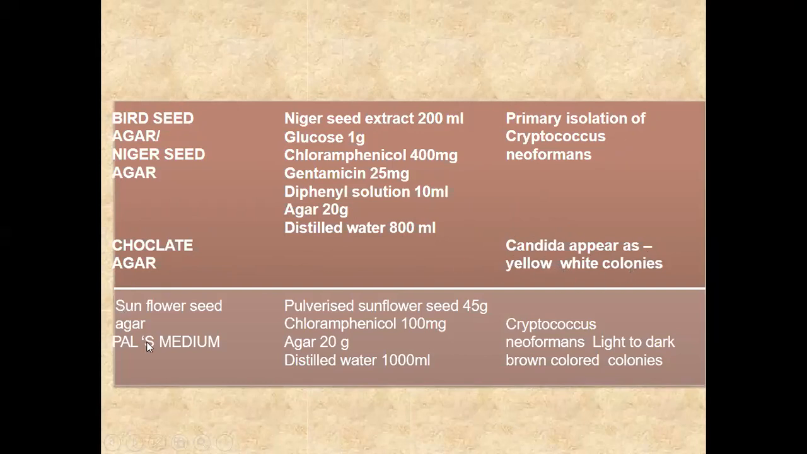Another type of medium we are talking about here is sunflower seed agar, or pulverized agar medium, where we use sunflower seed, the antibiotic chloramphenicol, agar, and distilled water. The species Cryptococcus neoformans on this particular medium appears as light to dark brown colored colonies.